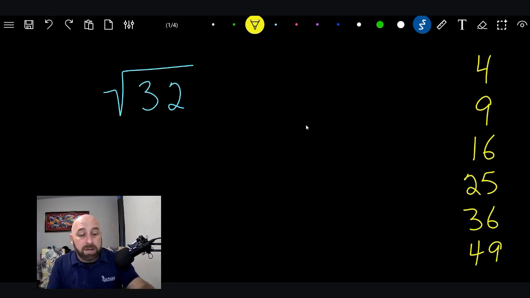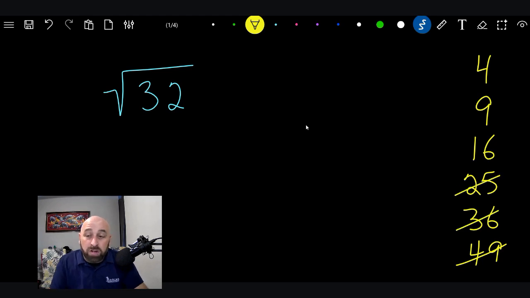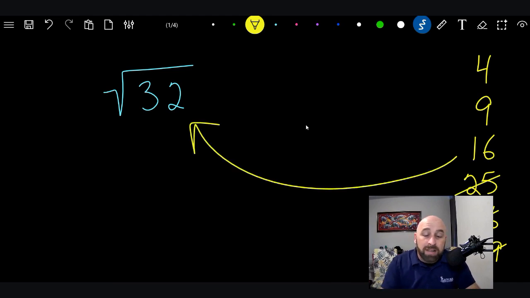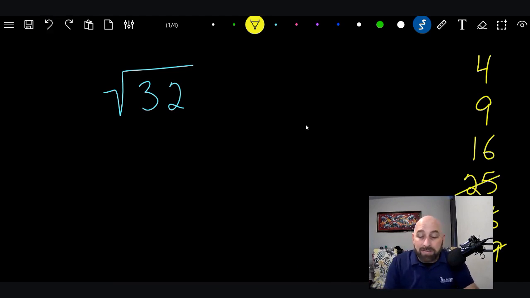We'll stop right there for now because I don't need to go any higher. Why not? Because my number is lower than 49. My number is actually lower than 36, so it can't be one of those. How do I figure out which square factor to use? Well, I always start with the biggest one, and I say 49 is not going to work, 36 won't work, and 25 doesn't go into 32. I'm looking for a number that will divide into that evenly. 16 goes into 32 evenly.